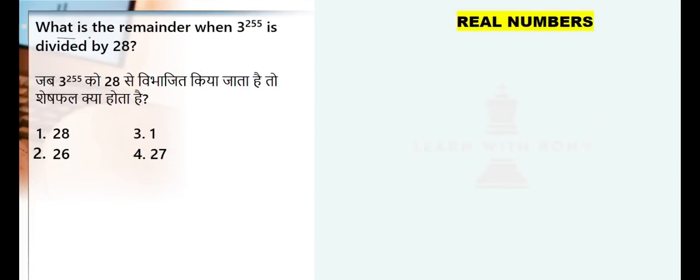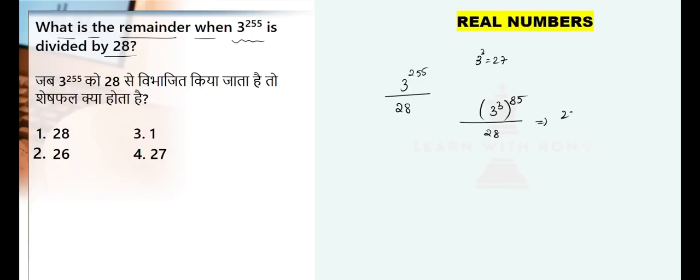See this one. What is the remainder when 3 power 255 is divided by 28? See here, 3 power 255 divided by 28. We know that 3 power 3 is 27, right? So I can write 3 power 3 multiplied with 255 divided by 3, 3 8s are 24, 3 5s are 15, divided by 28. So 3 power 3 is nothing but 27 power 85 divided by 28. Just now we saw 27 by 28, remainder minus 1, power 85, minus 1 to an odd power.